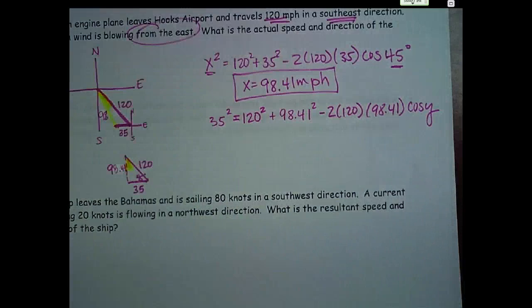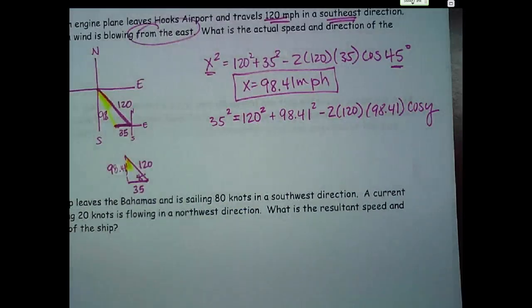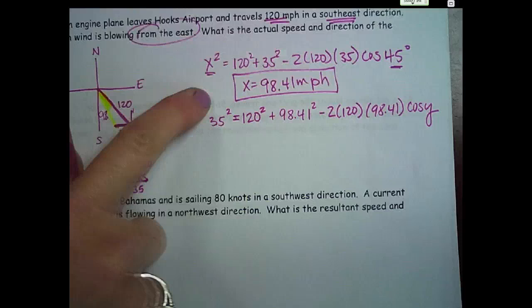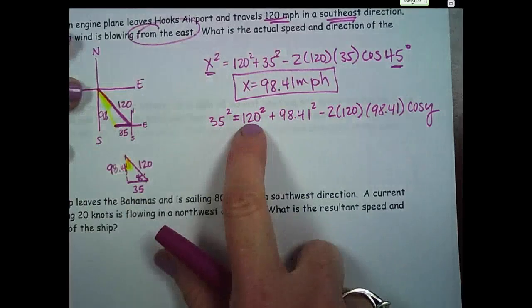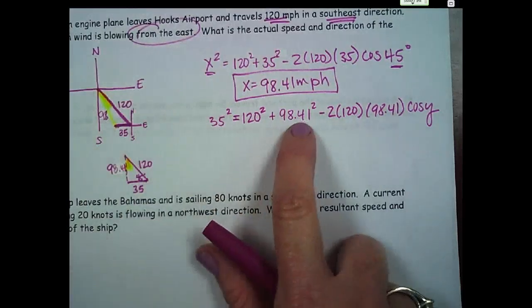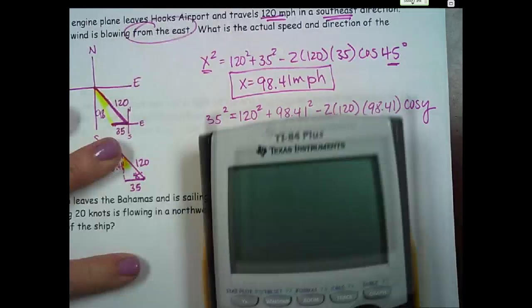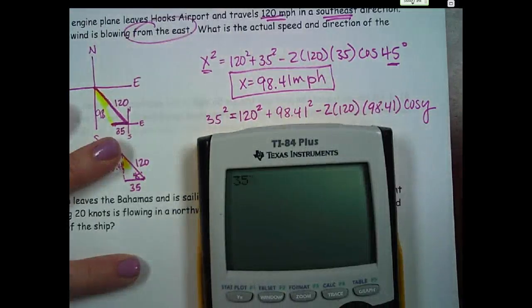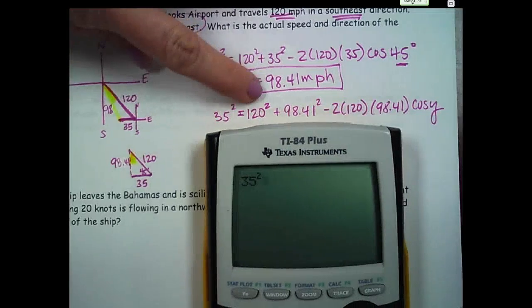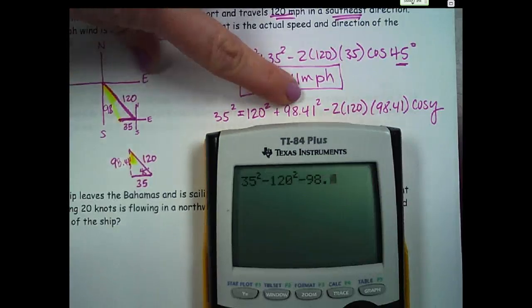But all you're going to do is, remember, you're going to take the 35, which is this number right here, 35 squared, subtract 120 squared, and subtract 98.41 squared. So in your calculator, if you remember correctly, you're going to do 35 squared minus 120 squared minus 98.41 squared. Remember, and hit enter.